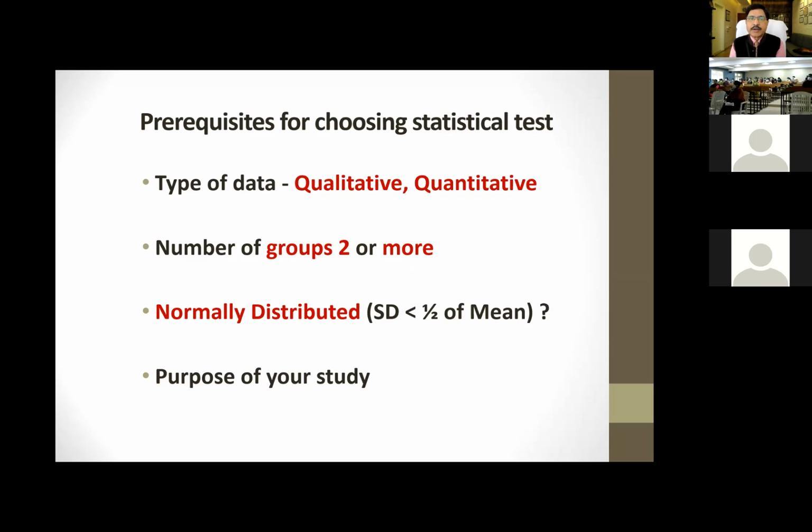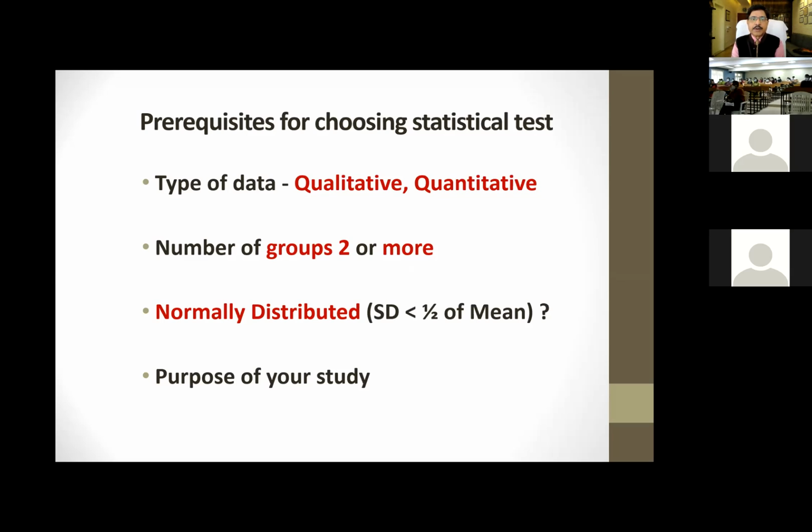Depending on the type, what is the first question you have to ask about the statistical test? Is my data qualitative or quantitative? The second thing is, are there two groups or more than two groups? Mild, moderate, severe, three groups. Males and females, only two groups. 1 to 5 grade, 5 groups. So like that, you have to decide whether there are two groups or more than two groups.